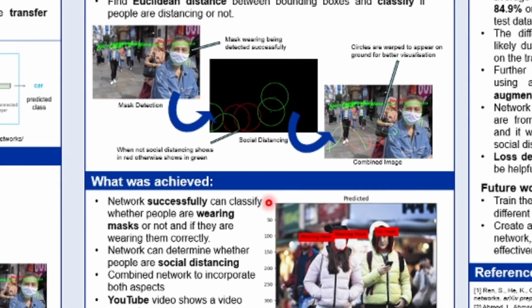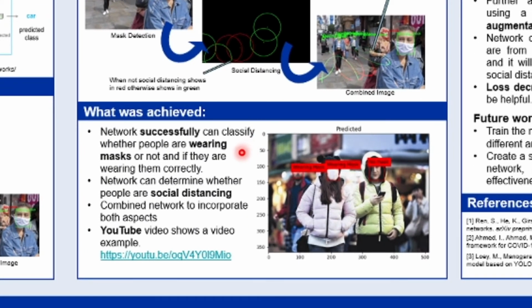The network was successful in classifying whether people were wearing masks and could accurately determine whether people were social distancing. It runs at roughly 5 frames per second when I used a webcam, and the network is running on a GPU. The YouTube link here shows a short demonstration of how the network works with a video.